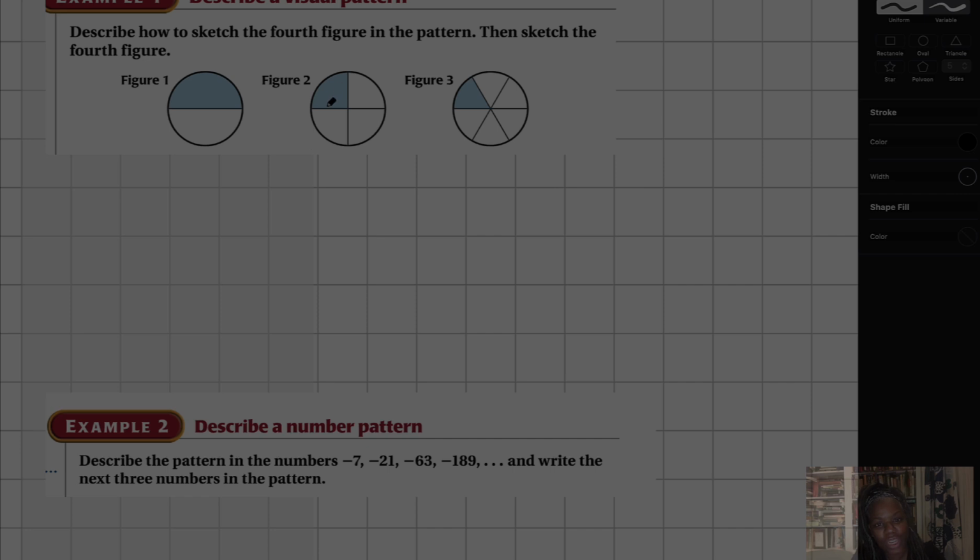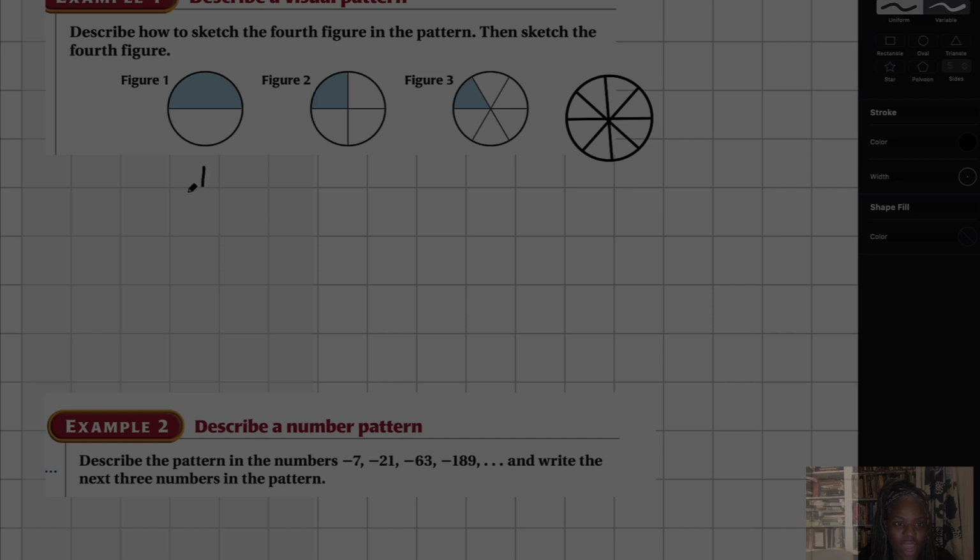The circle cut into 4 equal pieces, the circle cut into 6 equal pieces, what do you think the next one would be? My conjecture is that the next one would probably be 8 pieces. So I'm going to draw a circle and I'm going to cut it into 8 equivalent pieces by first cutting it in half in both directions and then cutting those fourths into halves again. And so now I've got to figure out, what are we shading?